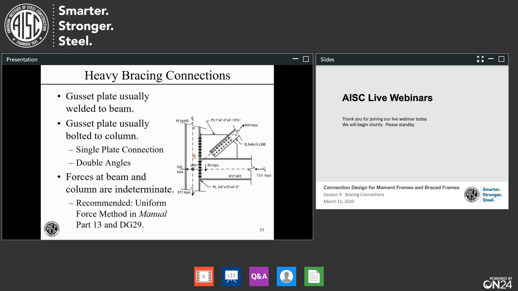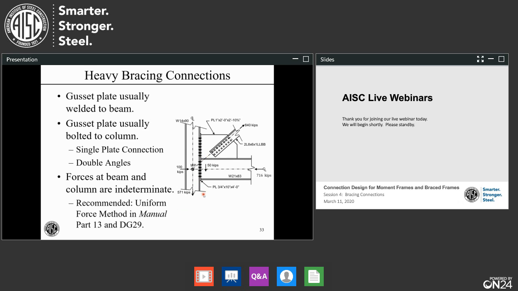Now, there are at least 3 different ways that this happens. First, we can have an end plate like shown in this picture, the end plate welded to the end of the beam and this gusset plate. We can have a single plate, I've seen them called shear plates. It looks like a single plate shear connection welded to the column and then bolted to the gusset plate. It's not a single plate shear connection, but it looks like one. We can also have double angles there.